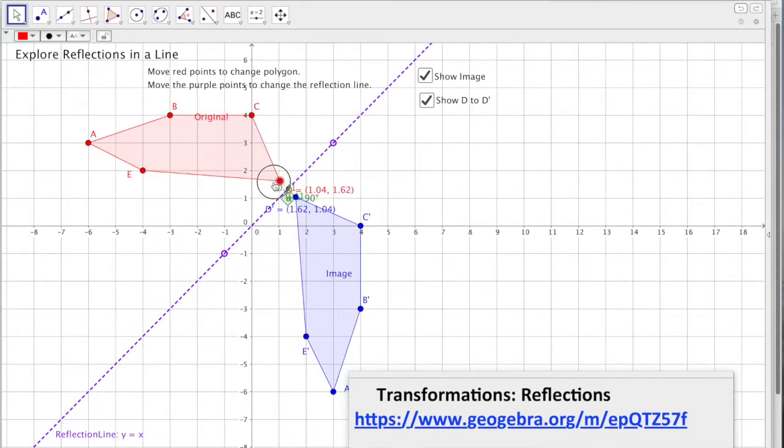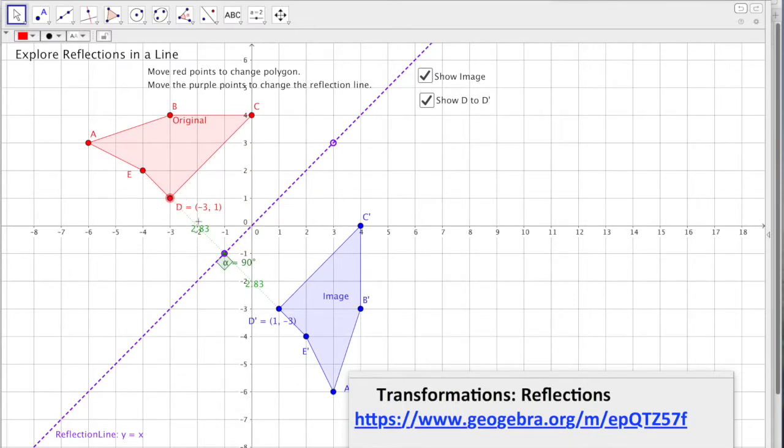Now we want to explore what happens to this point, which is representative of all the points. The original point was D equals -3, 1. Notice the image D prime is just the reversal of those two. The y position becomes the x position and the x becomes the y. So D prime is 1, -3.